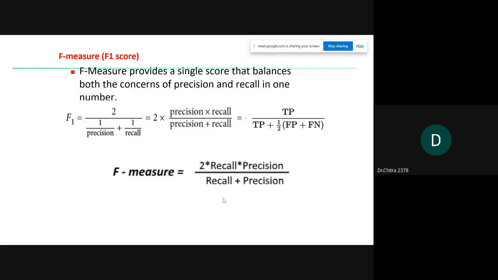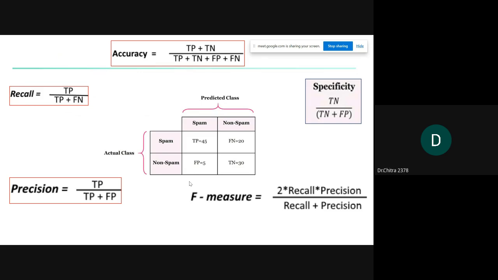The next one is the F score, or the F1 score, or the F measure. It provides a single score that balances precision and recall, that is, balancing the sensitivity as well as the specificity. Actually for medical data sets and all, we calculate the sensitivity and specificity only. This is the formula used to calculate the F measure: 2 into recall into precision divided by recall plus precision. This is used to find the F score. Now you know what is accuracy, what is sensitivity, what is specificity. Sensitivity is otherwise called recall, and the F measure.